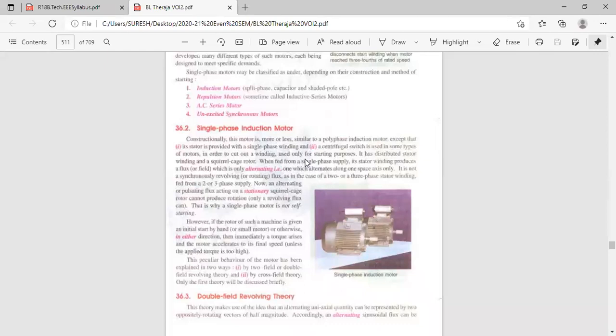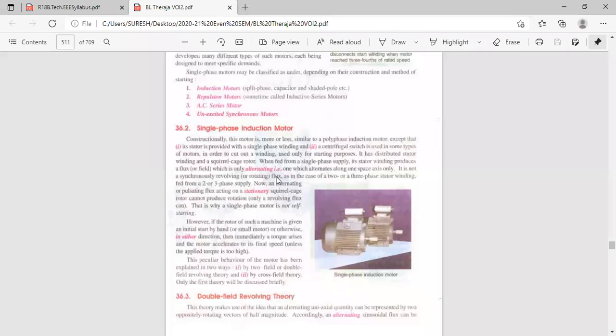See with the cursor I am showing, when fed from a single phase supply, its stator winding produces a flux which is only alternating, one which alternates along one space axis only. We have only one winding. Due to this one winding, it is producing an alternating flux along one space axis only. Is it rotating or not? It is not rotating flux, since it is only along one space axis.